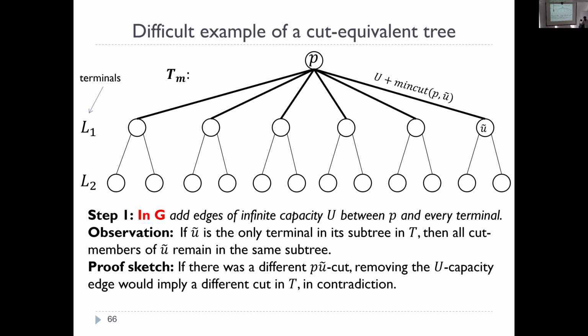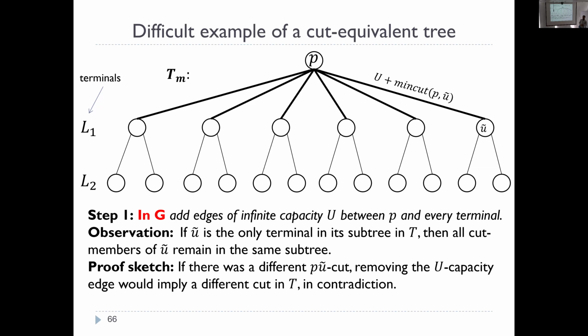Now, what is the observation here? The important observation is that for a node U tilde in L1, if it is the only terminal in its subtree, then all cut members of U tilde remain in the same subtree, right? So if we think about the Gomory-Hu tree after the modification we just did in the graph, it's going to look like this. The cut members are going to be the same, right? This is the argument here.